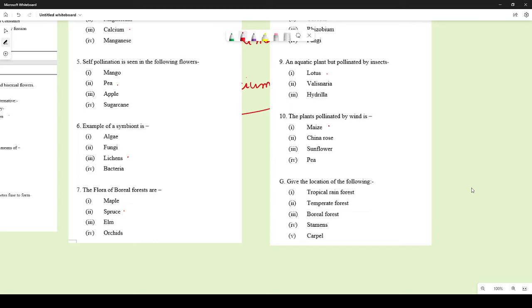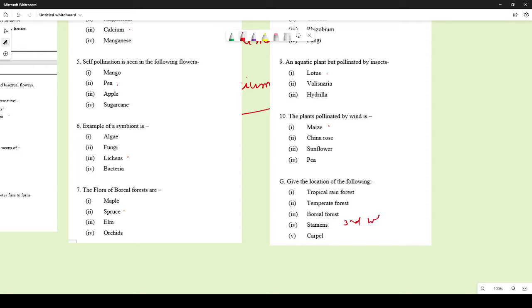Stamens, where are the stamens found? The stamens are found on the flower, they are the third whorl of the flower. So simply mention either that they are found on the thalamus, or that they are found inside the flower. Same goes with carpel. For stamens you can say they are the third whorl of the flower. You can mention third whorl over here.